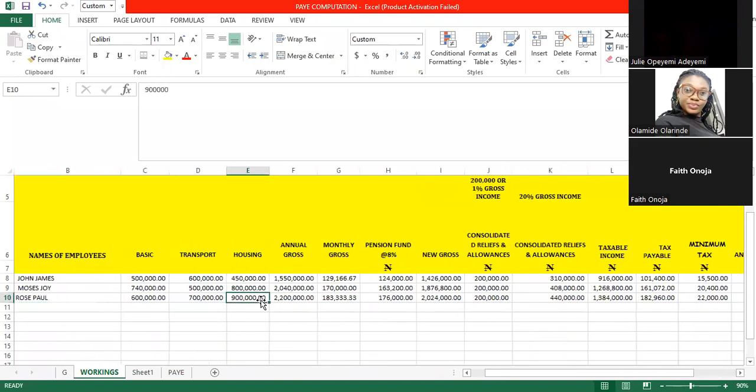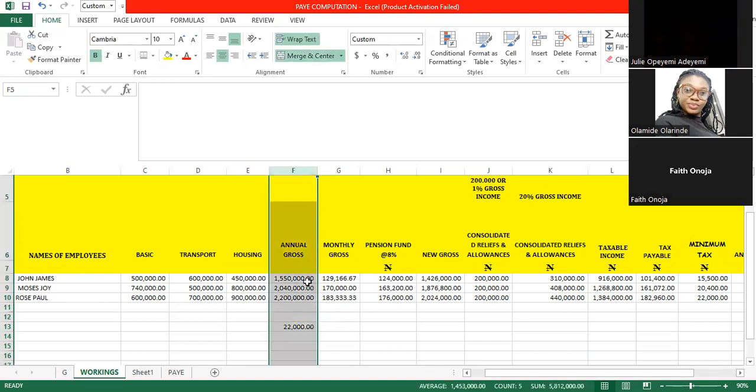So by the time we collect it together, if you want to calculate that, let's say this is the gross income now. What is the 1% on this? It will be 1% on this. So it means the person will have 22,000, but this 22,000 is for a year. This one is the annual gross, so it's for a year.